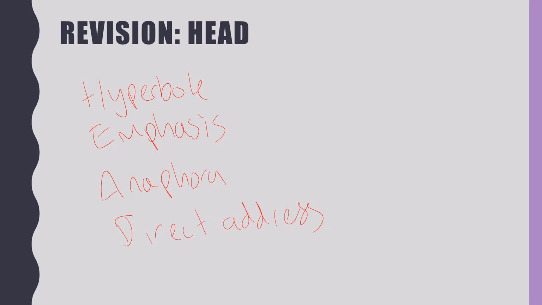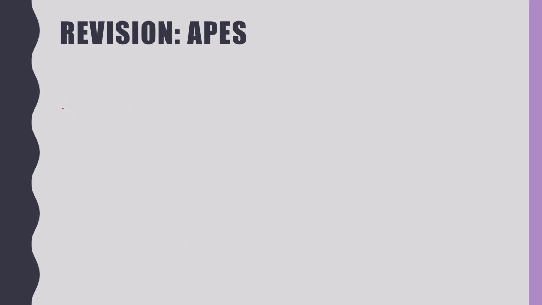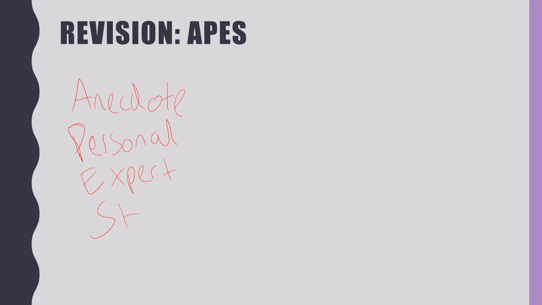Wicked. Next one. This is one we did in the last video. APES. What does APES stand for? Pause the video. Okay, so A stands for anecdote. The P, which you can't even really see there, stands for personal. The E stands for expert. And the S stands for statistic.